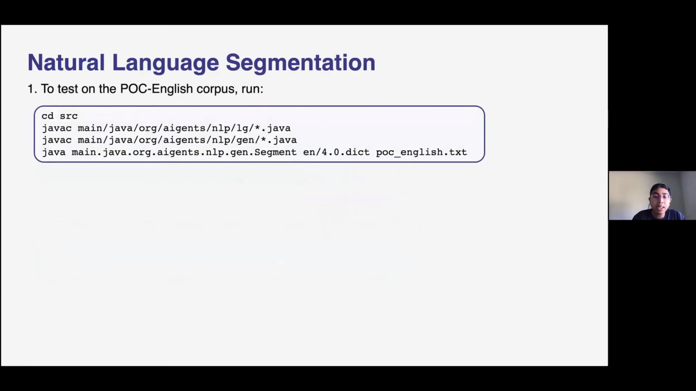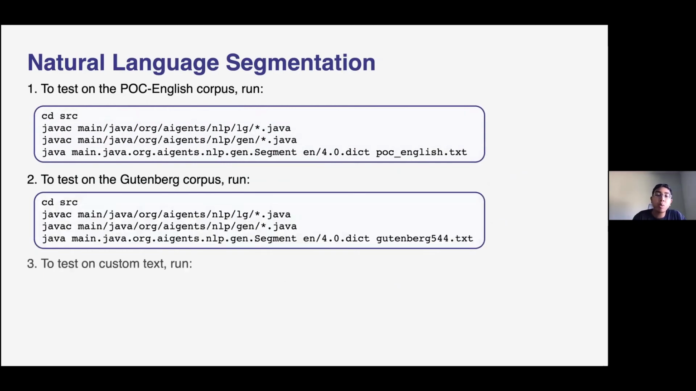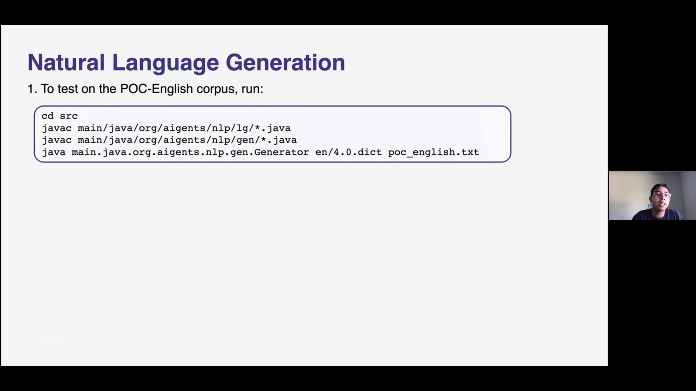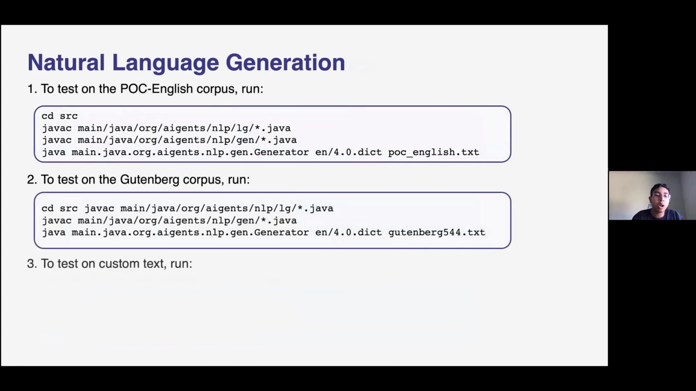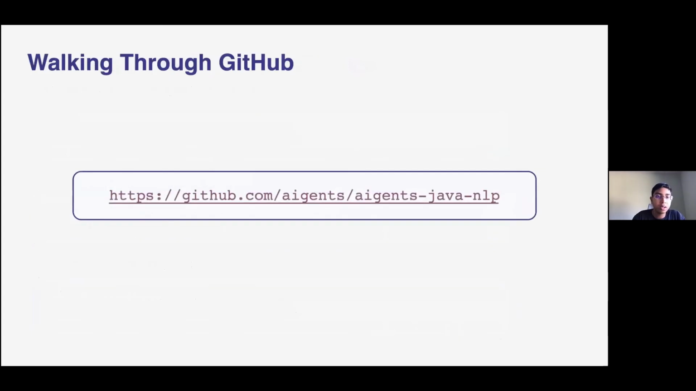For NLS, here are the steps for testing the POC English corpus, then on the Gutenberg corpus, and finally, what's most useful and important, the steps for testing on your own sentences. For NLG, we have very similar instructions, so we can test on the POC English corpus, the Gutenberg children corpus, or on your own text. Okay, so now let's walk through the GitHub repository.